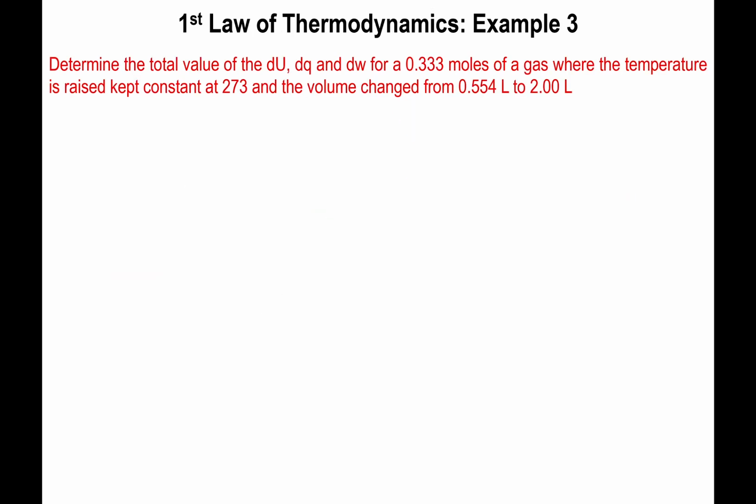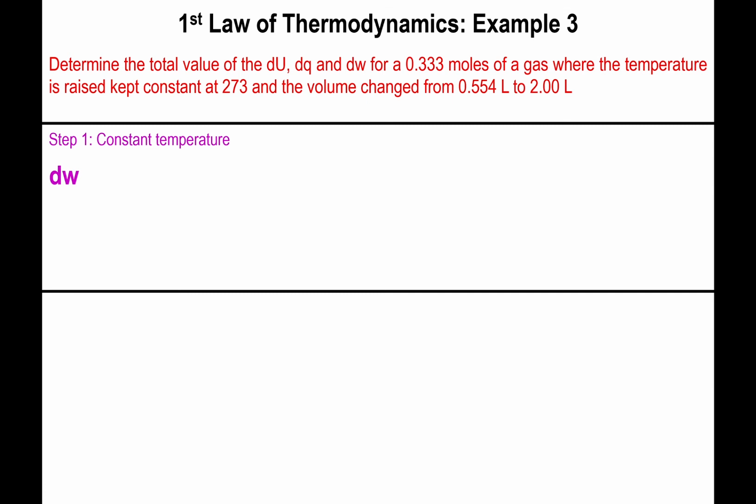All right, so let's give you an example. We want to determine the total value of dU, dq, and dw for 0.333 moles of gas. Actually, the temperature is constant, so that's a little woo-woo right there. The temperature is 273 Kelvin. The volume is changed from 0.554 liters to 2 liters.